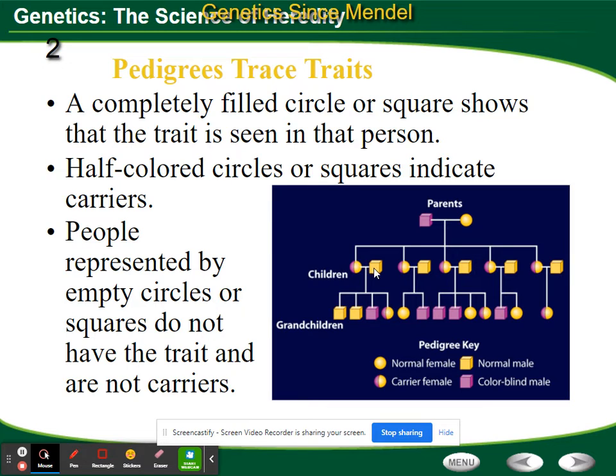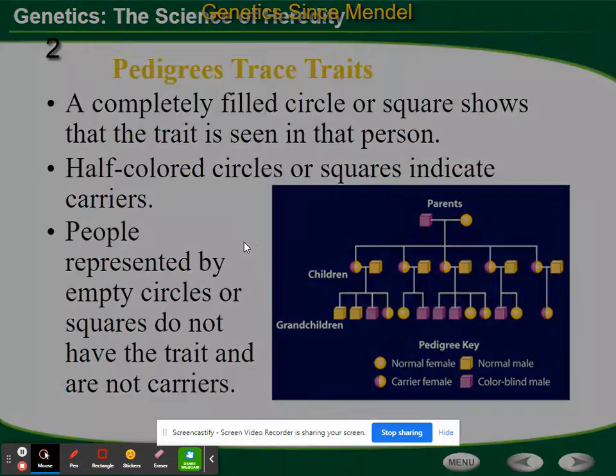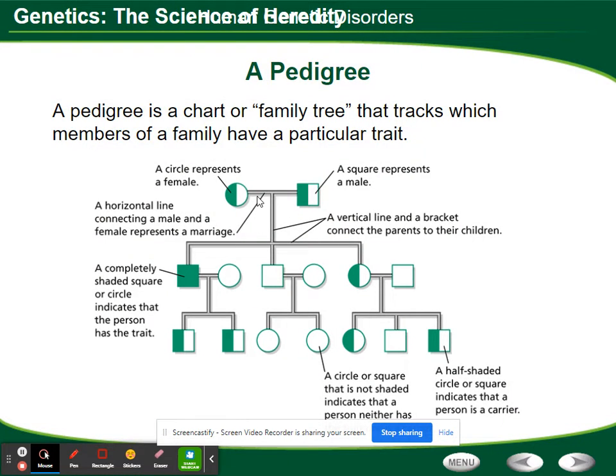If they're empty circles or empty squares, it means they do not exhibit the trait. They're not expressing it, and they are also not carriers of that genetic disorder. So here's another example of what a pedigree chart looks like. And again, you see the circles and squares, the half shades, the full shades, and no shades, as we discussed.